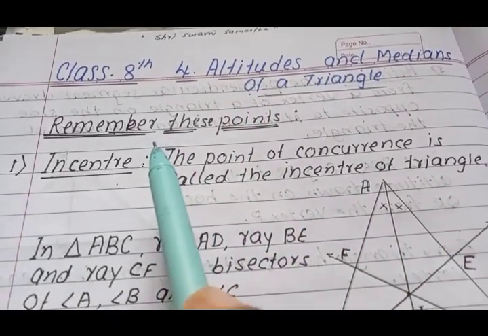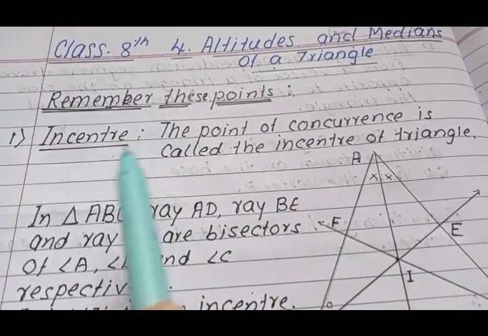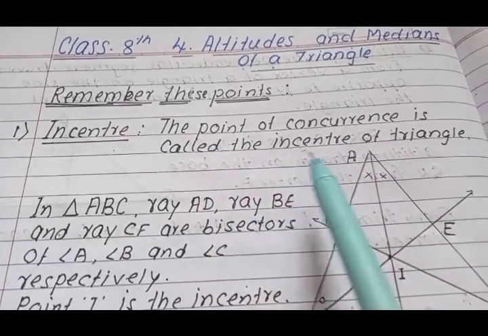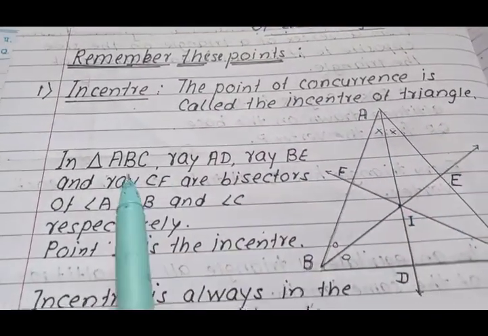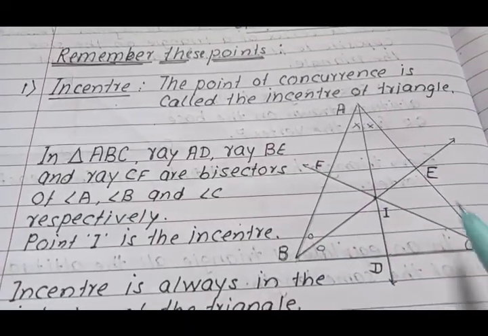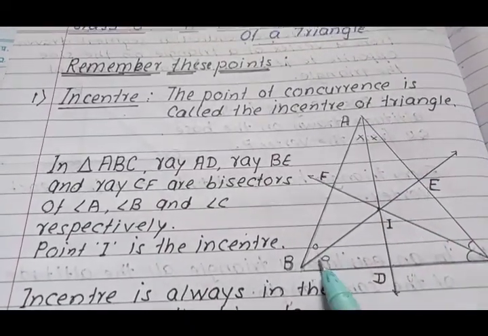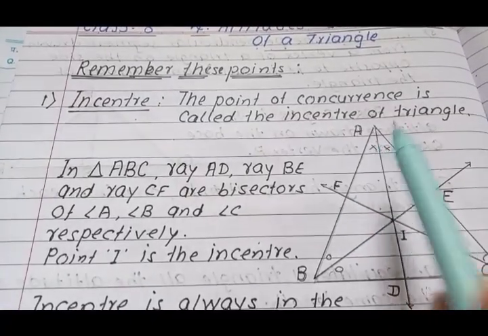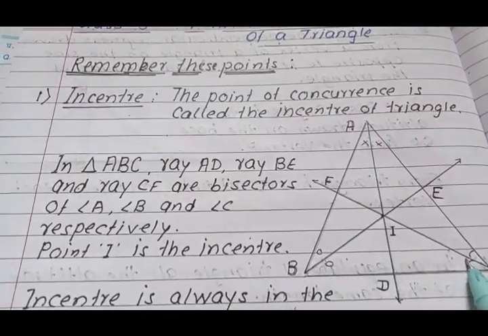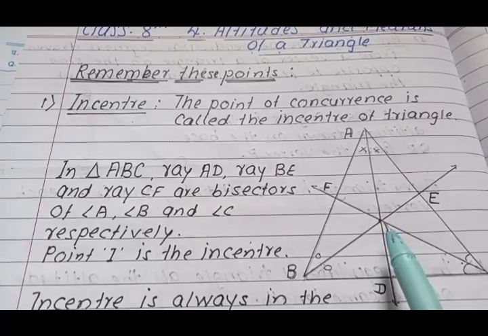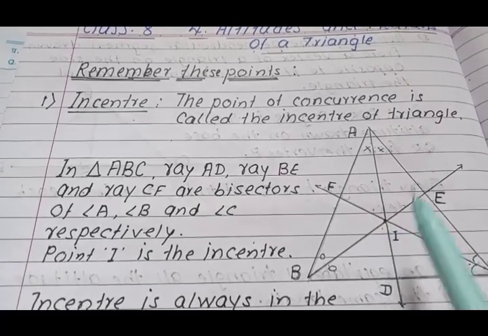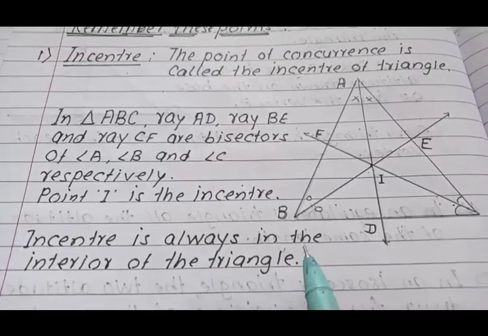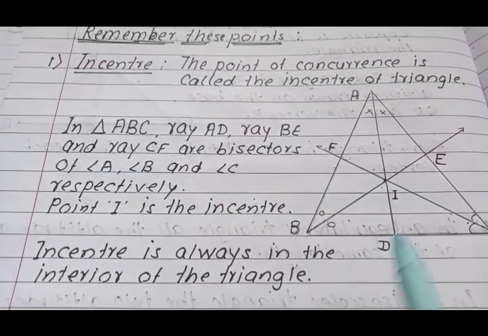Let's start. Remember this point: incenter. The point of concurrence is called the incenter of the triangle. In triangle ABC, ray AD, ray BE and ray CF bisect angle A, angle B and angle C respectively. Therefore, point I is the incenter of this triangle. The incenter is always in the interior of the triangle.